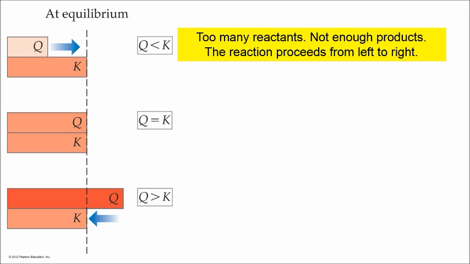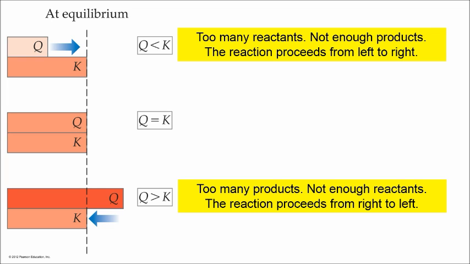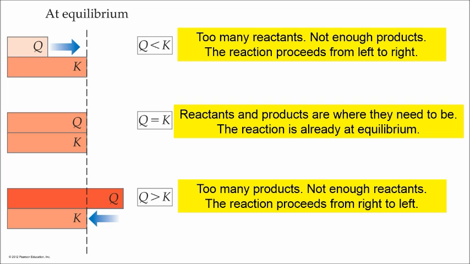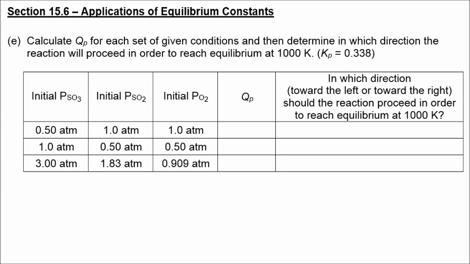So if Q is less than K, you have too many reactants, not enough products. The reaction would proceed from left to right. If Q equals K, then you're already at equilibrium. If Q is greater than K, too many products or not enough reactants, the reaction proceeds from right to left. So Q equals K, you're already at equilibrium. Calculate the value of Q for each set of given conditions and then determine in which direction the reaction will proceed. So in the first scenario, it would be products over reactants like this. 1 squared times 1 divided by 0.5 squared.